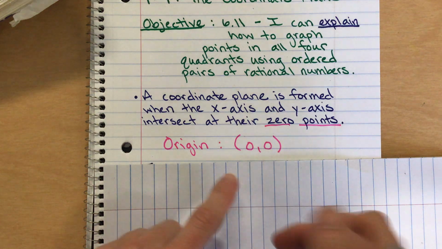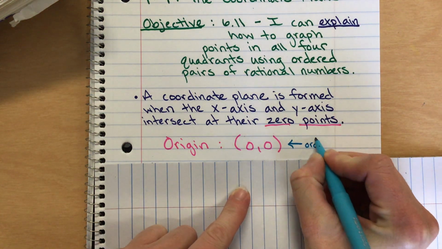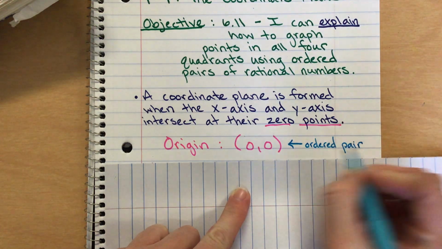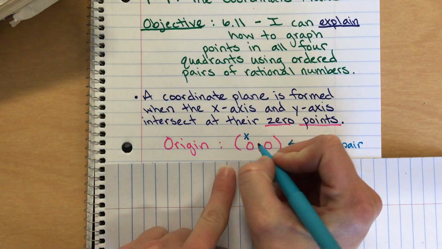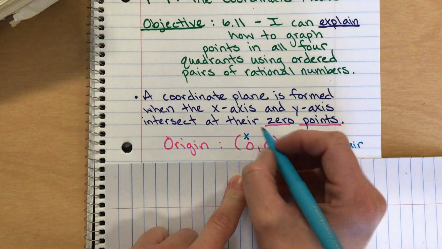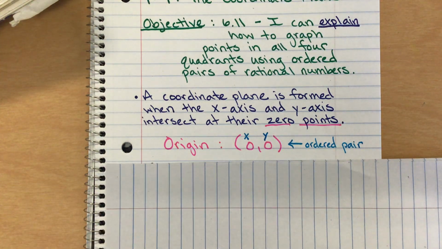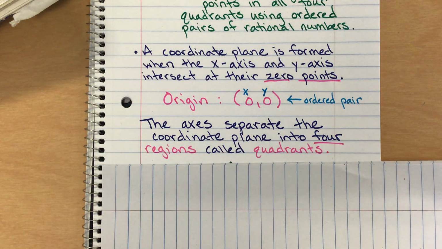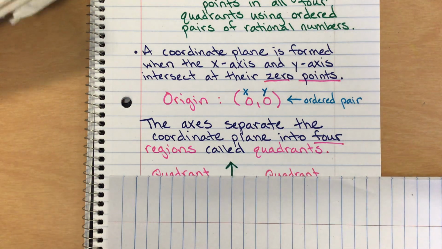Okay, and this is an ordered pair. The first number in your ordered pair is always going to be your x, which we use on the x-axis. And the second number in your ordered pair is always the y. Okay? And the axes separate the coordinate plane into four regions that we call quadrants.